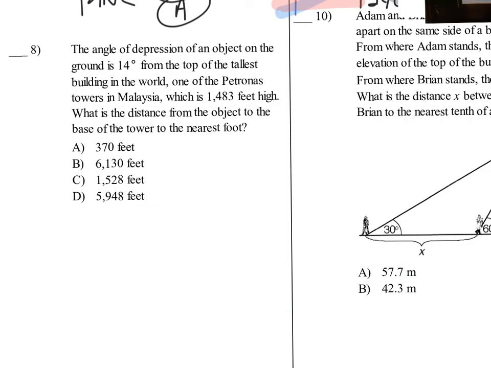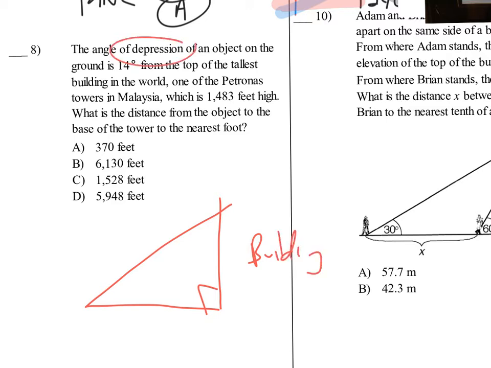Problem 8. The angle of depression from an object on the ground is 14 degrees from the top of the tallest building in the world. So there's my building, here's my triangle, so there's the building over here, and it says the angle of depression, which officially is right here, but we're always going to label our angle of depression as the same as the angle of elevation. So it says the tallest building in the world, which is 1,483 feet high. So I'm going to label the 1,483 as this height. What is the distance from the object, so the object's on the ground, to the base of the tower?